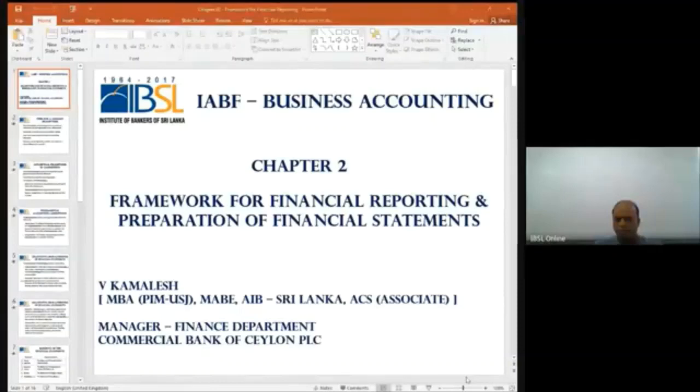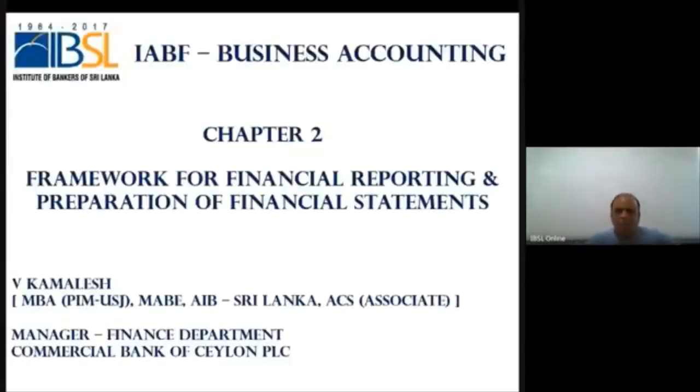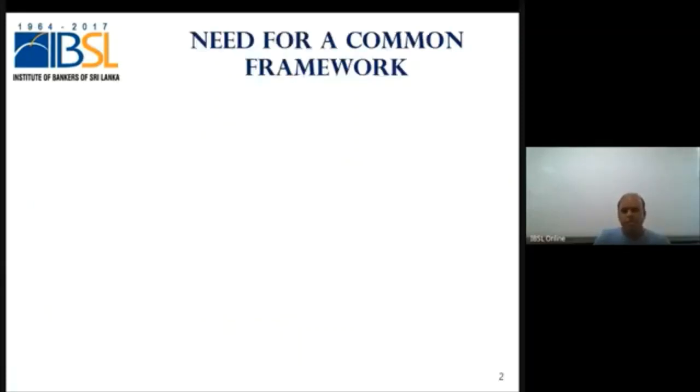So we are getting into the next topic, which is the framework for financial reporting and preparation of financial statements. Before we get into the nitty-gritties of this business accounting module, there are certain basics that we need to know. So that is what I'm going to do now. Maybe in the first 2-3 lessons we will understand the concepts, the framework and the process of preparing financial statements, and only then will we get into the details pertaining to the subject.